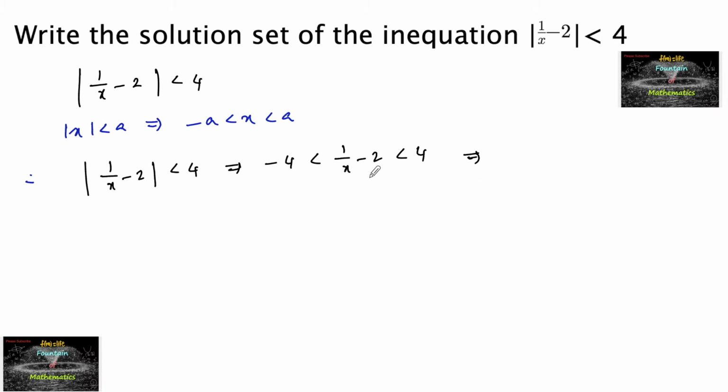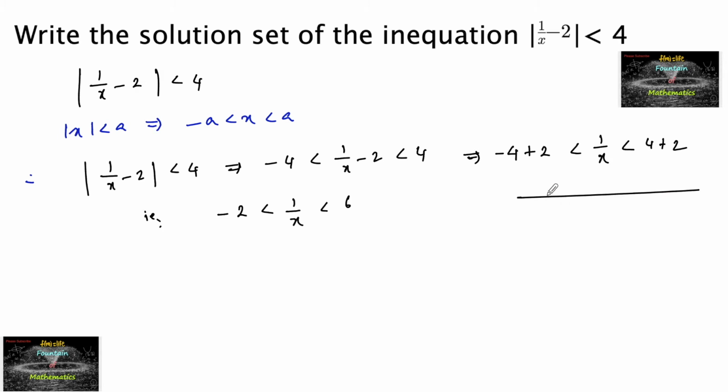So which implies that adding 2 to the inequality, minus 4 plus 2 is less than 1 upon x is less than 4 plus 2. That is minus 2 is less than 1 upon x is less than 6. So here we can find there are some negative numbers from minus 2 to 0 and again positive from 0 to 6, so the inequalities may change. So you should be very careful in this: minus 2 to 0 and 0 to 6.